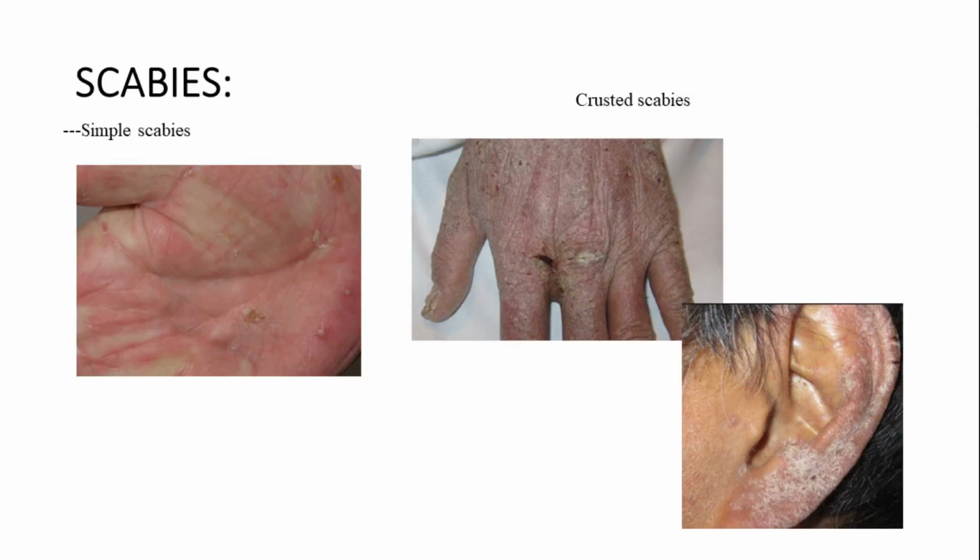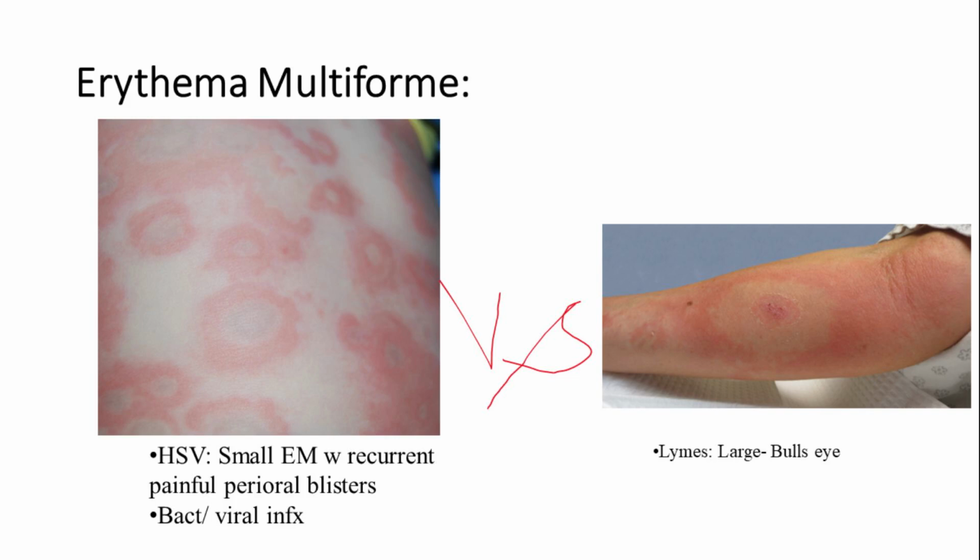Tinea versicolor is a fungal infection causing discolored patches on the skin, often treatable with antifungal medications. Scabies, caused by mites, presents as itchy rashes, with crusted scabies being a more severe form. Erythema multiforme presents with small, recurrent, painful blisters, often due to viral infections, while Lyme disease can cause a bullseye rash.